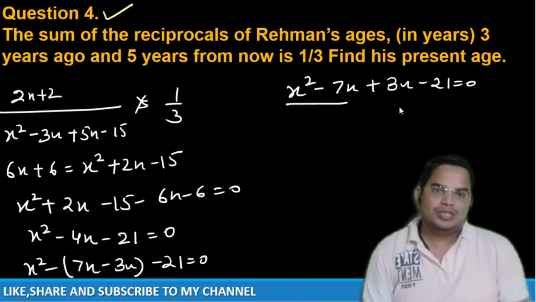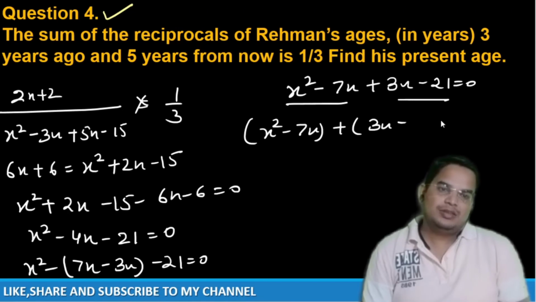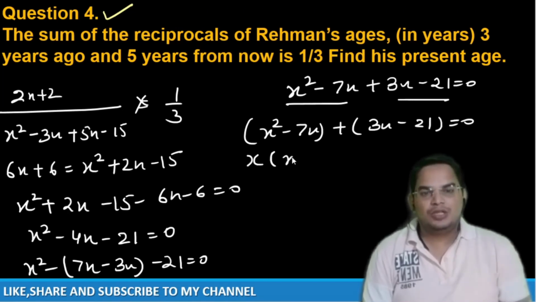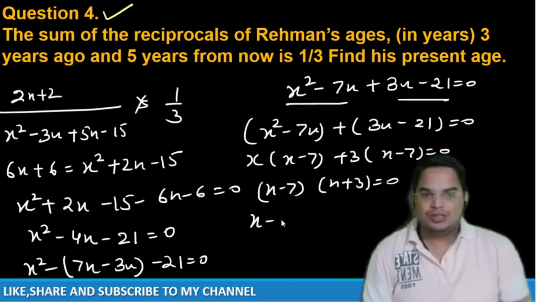Take these two terms inside one bracket, these two terms inside one bracket. It becomes x square minus 7x. Take the plus sign, 3x minus 21 equal to 0. From this step, take the common x, it becomes x minus 7 plus 3. Again, this is the x minus 7 equal to 0. Take the common x minus 7 and this is the x plus 3 equal to 0. So now you can say x is equal to 7 and x is equal to minus 3.